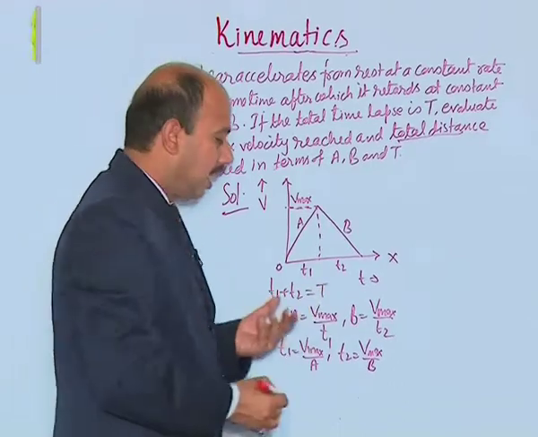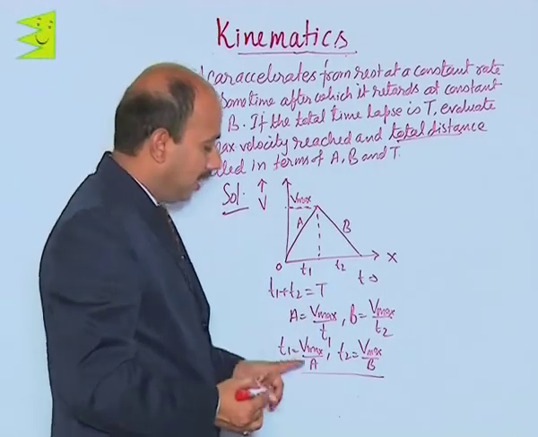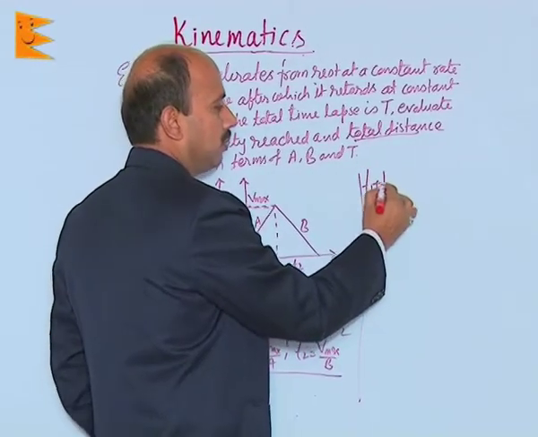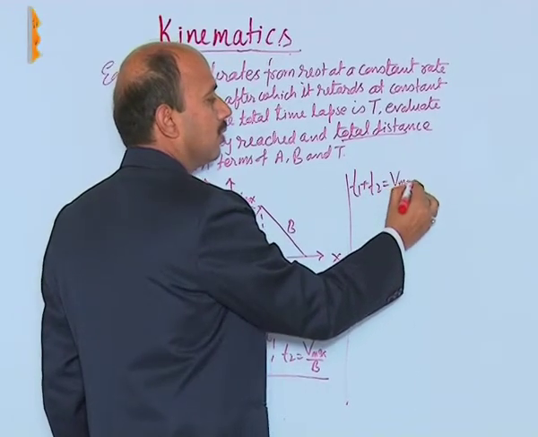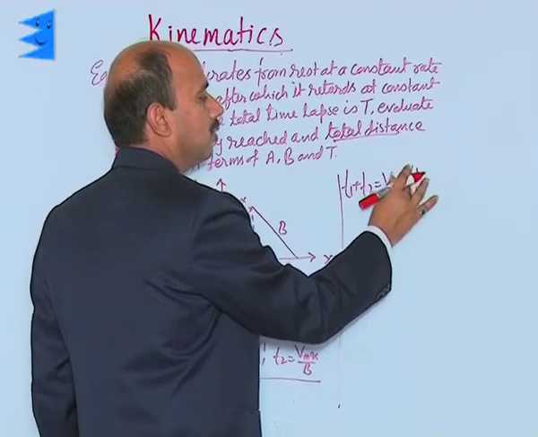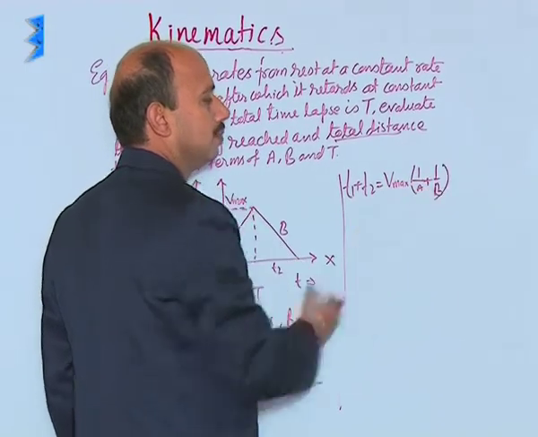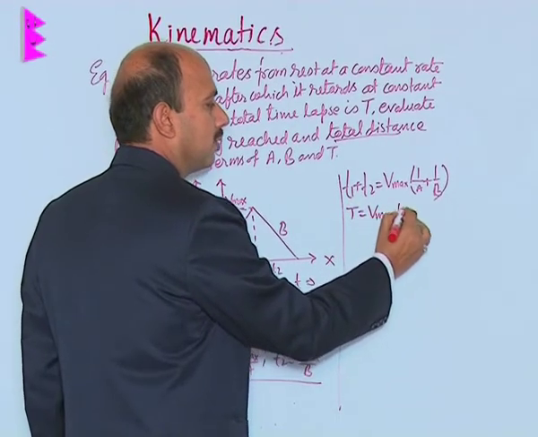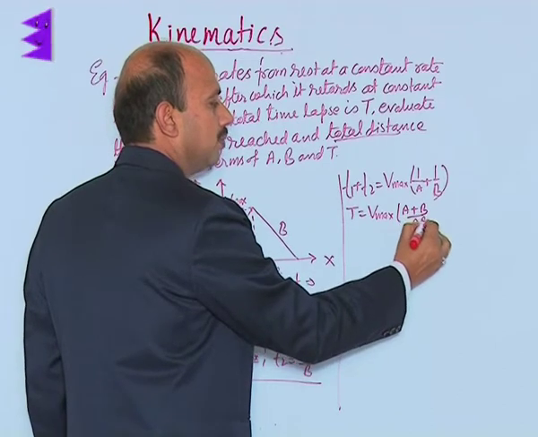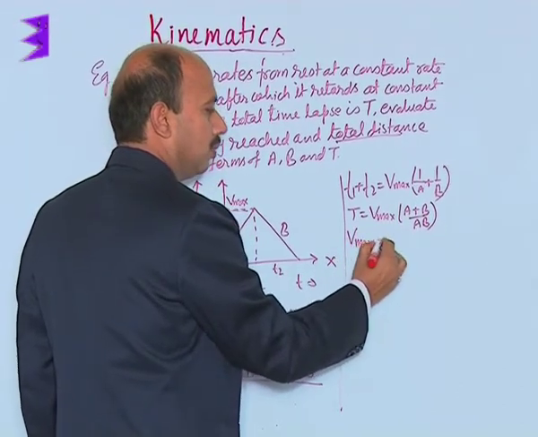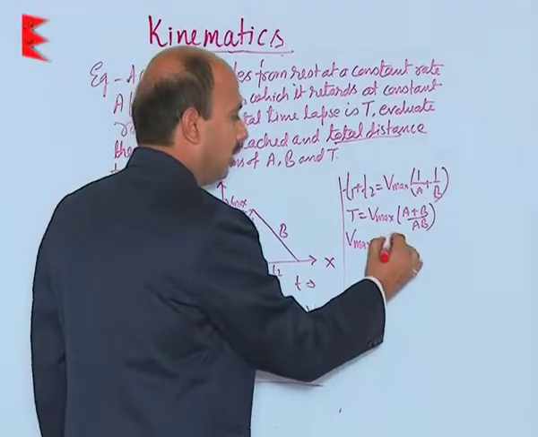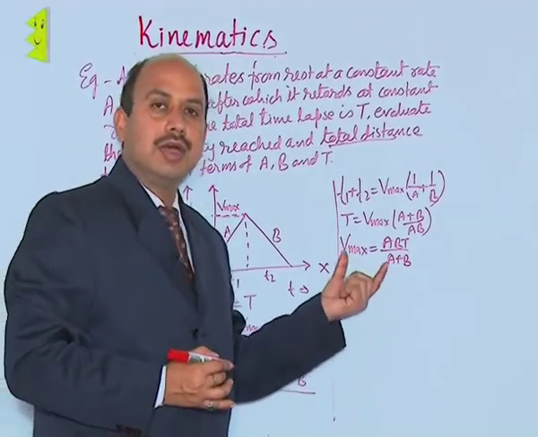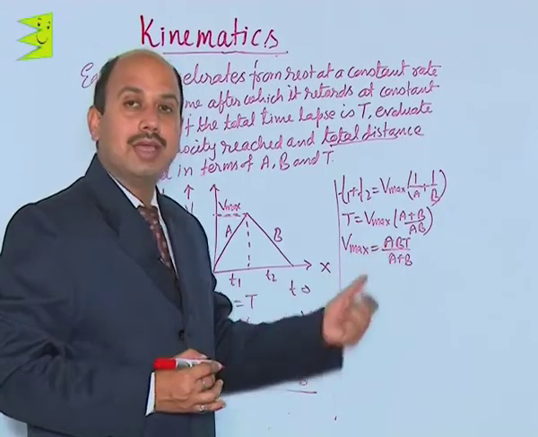Now we will just add these two equations. When we add these two equations, we will get t1 plus t2 is equal to v max times 1 upon a plus 1 upon b, and we can write t is equal to v max times a plus b upon ab. So v max, that is the maximum velocity, is a b t upon a plus b. So this is the maximum velocity attained by the body in terms of a, b and t.